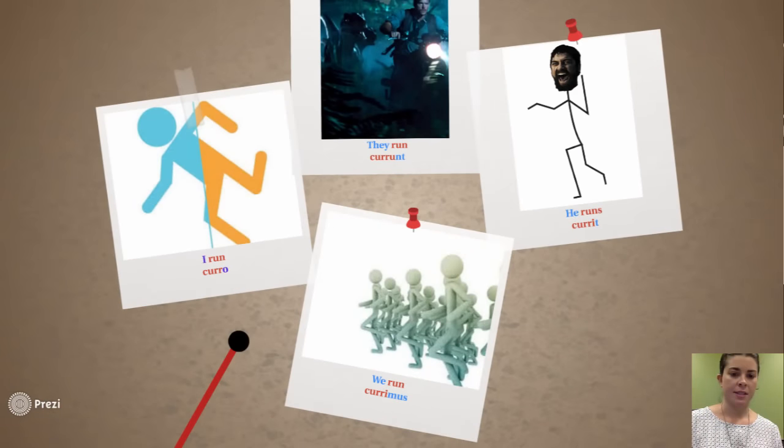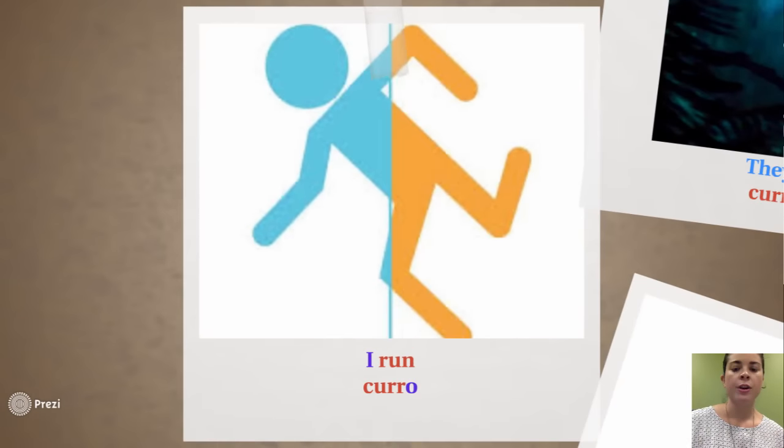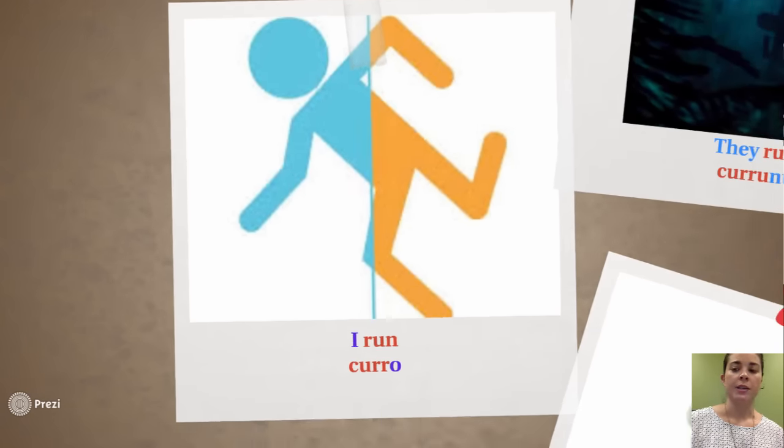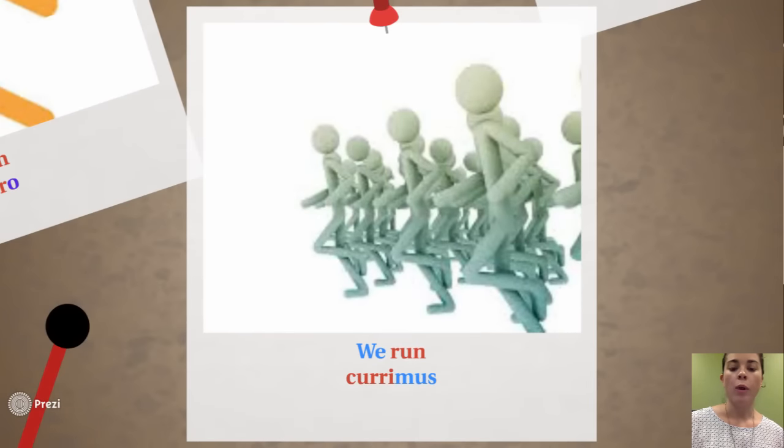So now let's look at some examples. The first, I run, curro. Now notice how both the O and the I are highlighted in purple. That is because they correlate to each other. So the O here essentially stands for I in English at the end of the verb. Now let's take a look at another one. We run, currimus. Again, notice that we have the MUS with we.